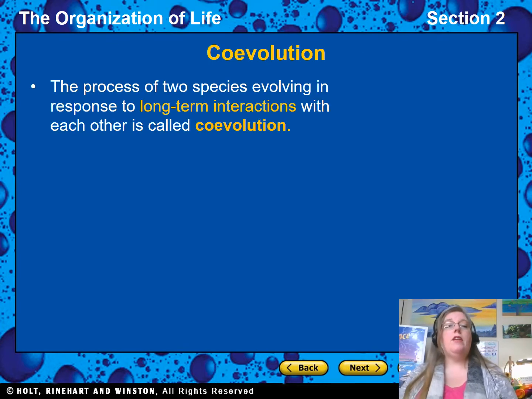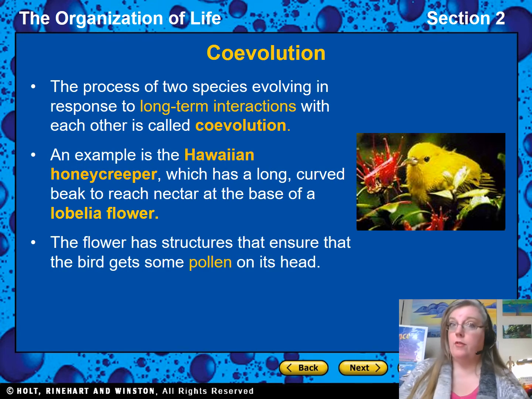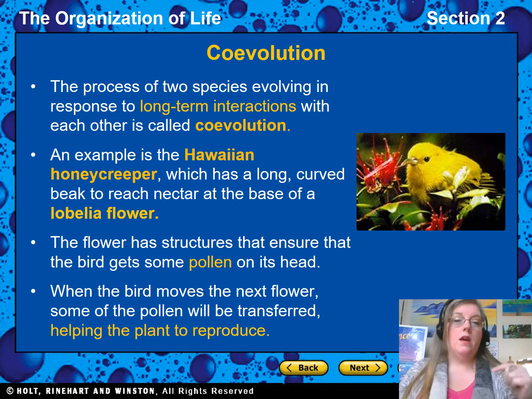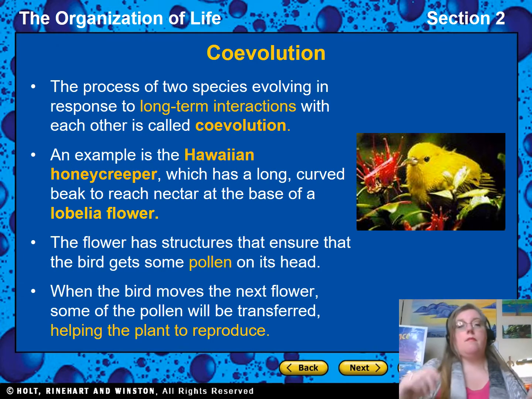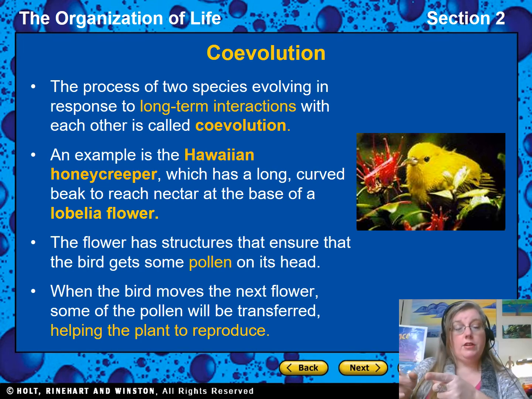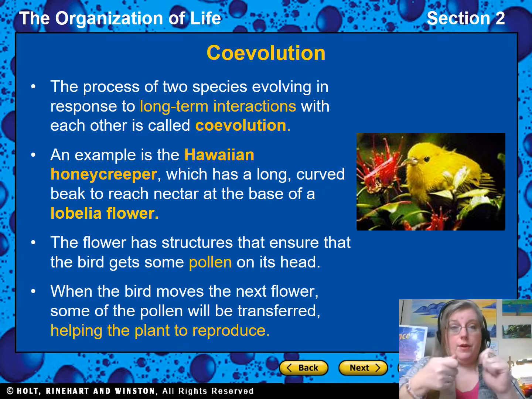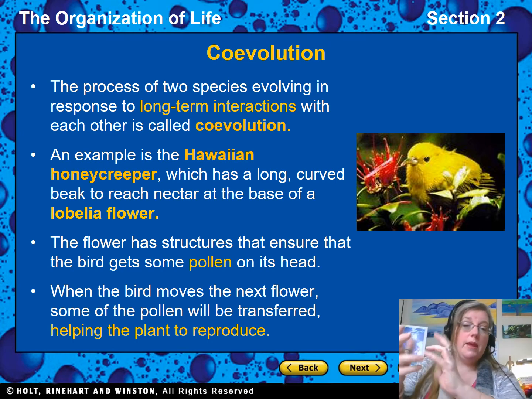Now here's the coevolution that I was talking about. Let me go over some of the details, and I'm going to bring up those crabs again that I was talking about. First, coevolution. The process of two species evolving over long-term interactions with each other is called coevolution. You see the word evolution, and the word in front of it, co, means together. So this is evolving together. These two different species have changed in response to one another over many generations.